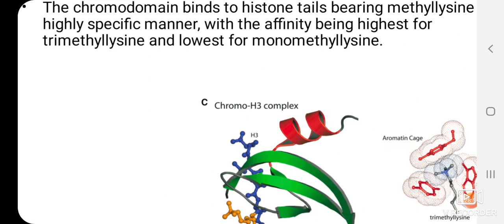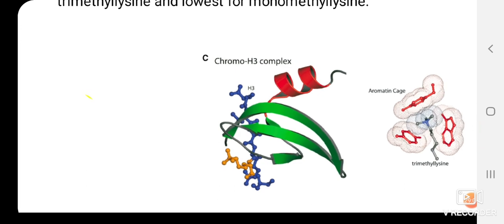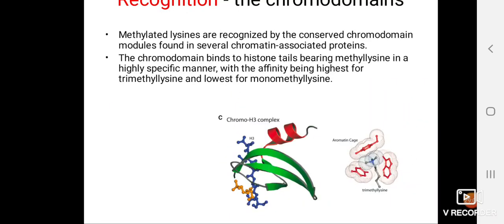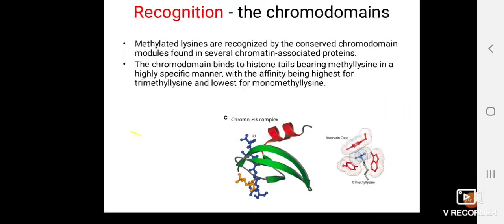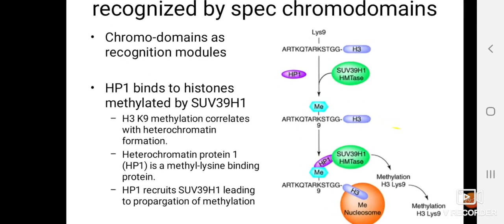So this is the chromodomain protein binding. You can see the H3 with the methylation is going to interact with this chromodomain binding protein, having helix as well as sheets together. So this recognition of methylated histones happens with specific chromodomain proteins. There are a number of chromodomain proteins.